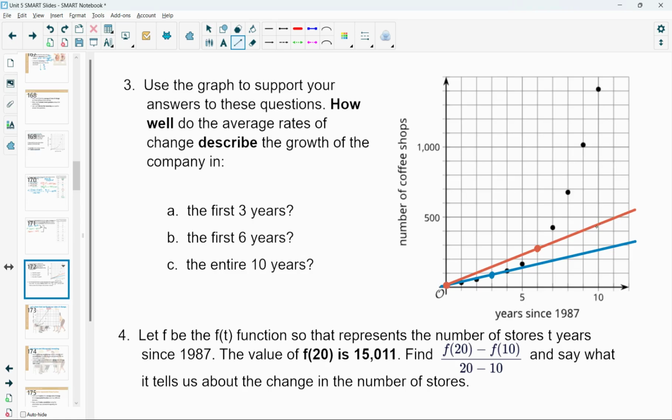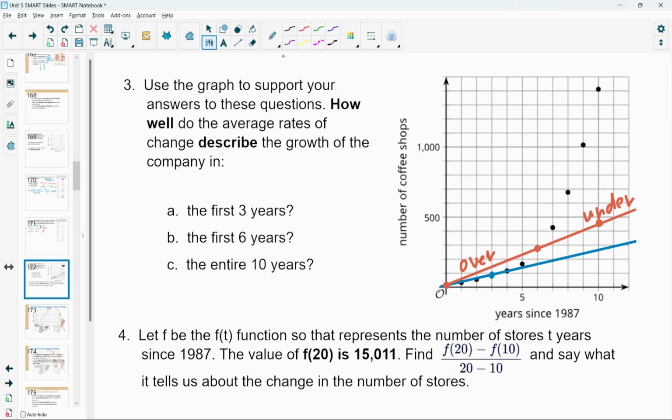So if you started predicting with this average rate of change, 10 years, right, you're going to end up here, which is way less than 1,400, right? You're way under 500. So it over predicts here, okay, and it under predicts here. So not great.